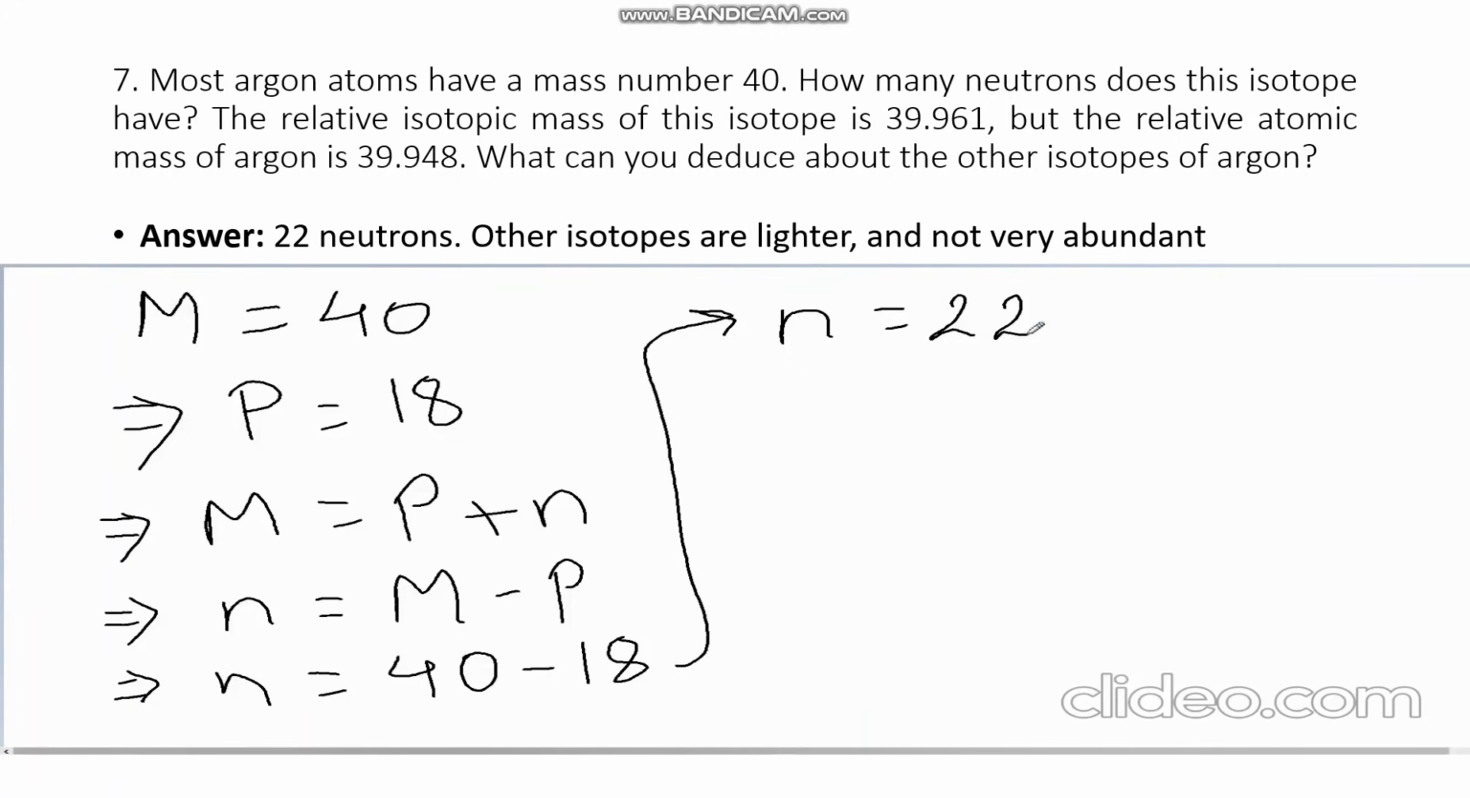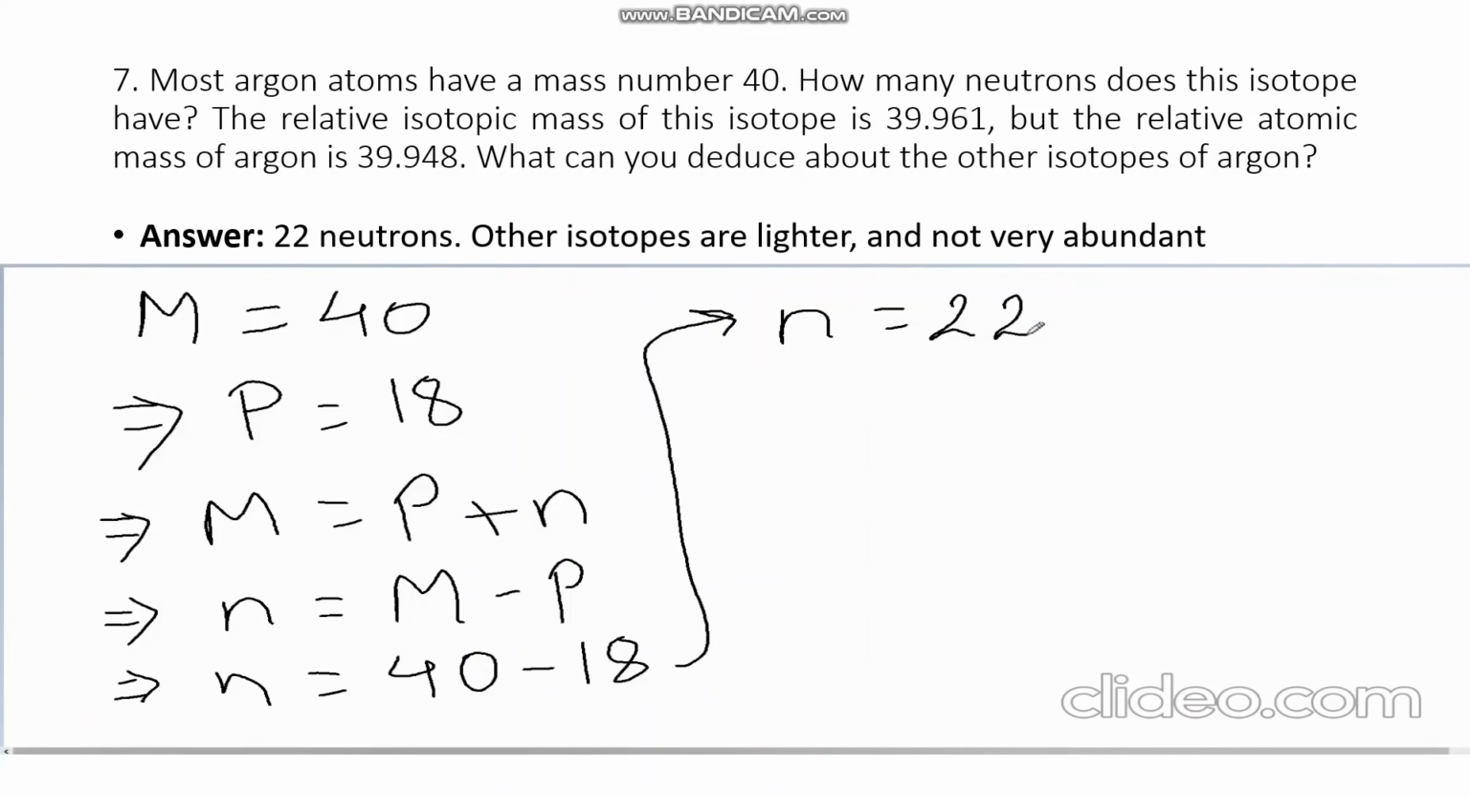So now let's move to the second part of the question. The second part of the question says that relative isotopic mass of this isotope is 39.961, but the relative atomic mass of argon is 39.948. So what deduction can be made from this information? Actually, we can deduce two things from the given information.